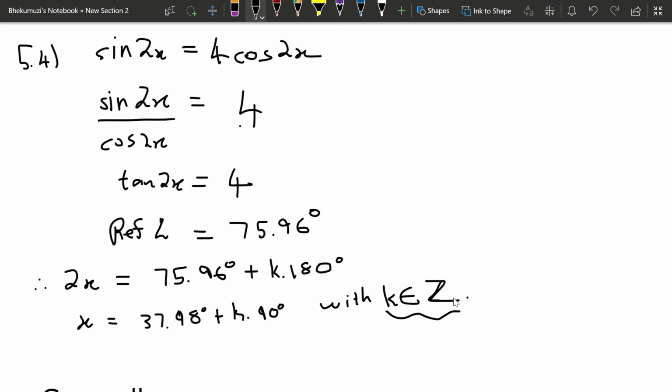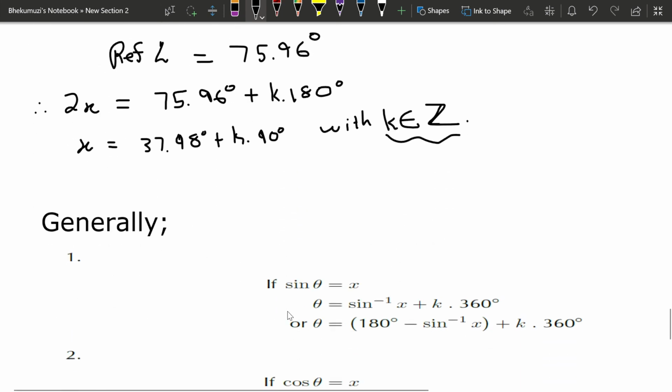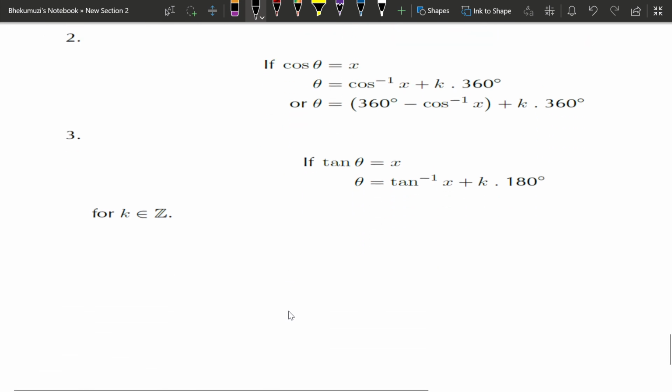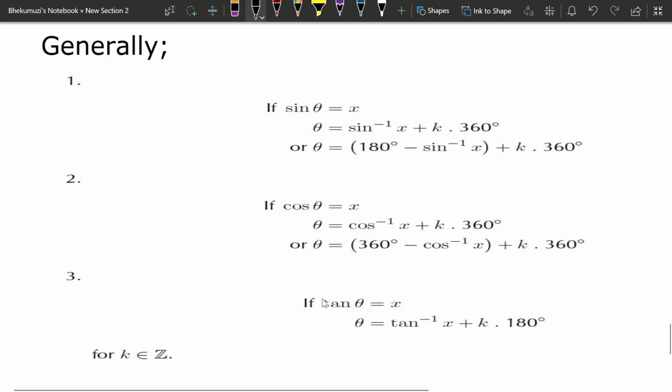Because we had 2x, we divide everything by 2, and you would find that 75.96 becomes 37.98, and the half of 180 is 90. Generally this is how you would do this particular problem. Other than that, I really hope this is helpful. I'll see you next time.